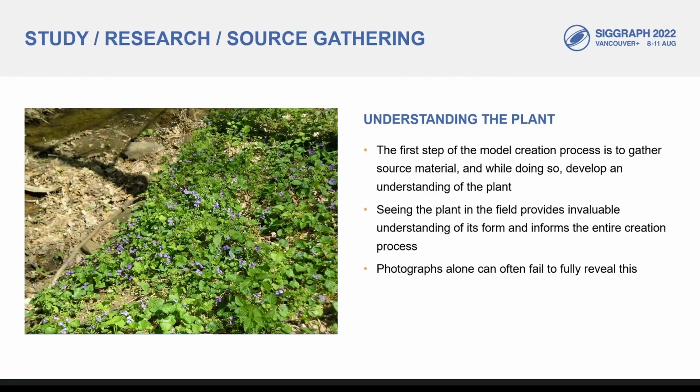The process begins with, of course, gathering source material for the model, but also really getting an understanding of the plant that we're making. Looking at photographs helps, but seeing the plant in the field, if possible, really can provide an invaluable level of understanding of the plant's form, the way it grows, how it spreads, just the way that it exists in nature rather than being just the sum of a bunch of textures. Again, just looking at photographs can fail to reveal this, so we always go out into the field and observe our plants and take that into the model.